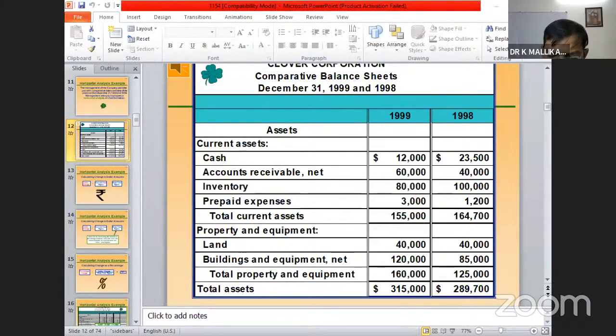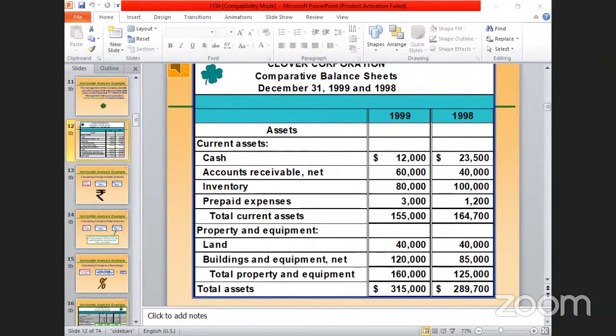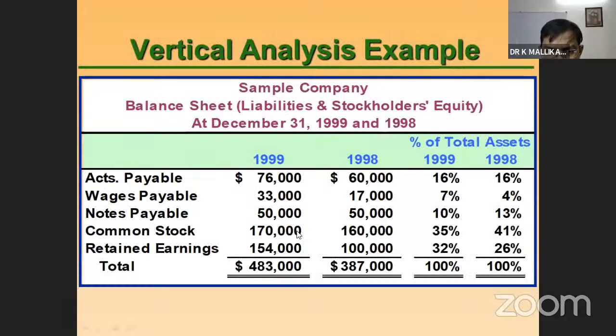We'll get this figure. Sir, the total table is not visible on the screen, sir. The full table is not visible, sir. Wait a minute. I will check. Now it's okay? Hello? Yes, sir. Okay. Now it's visible?